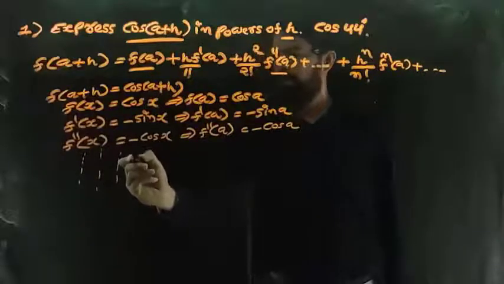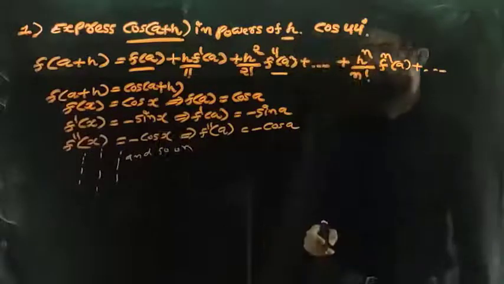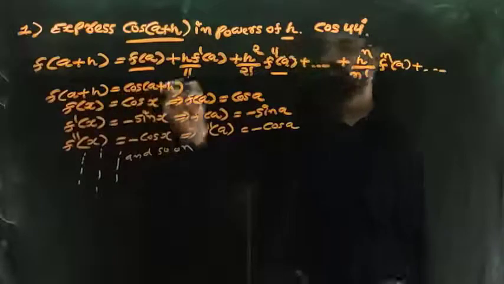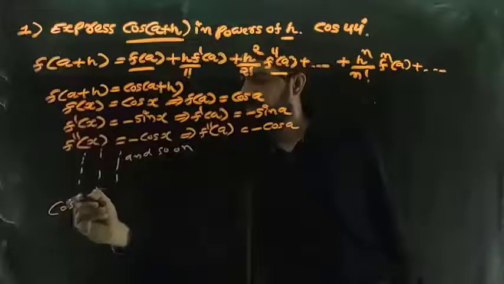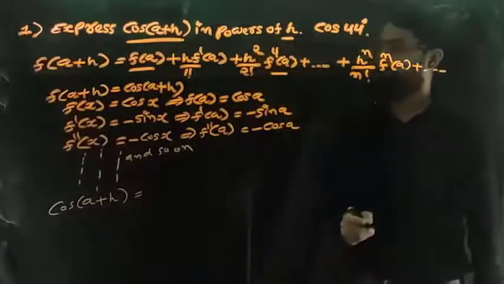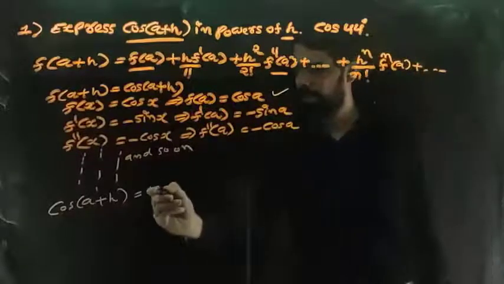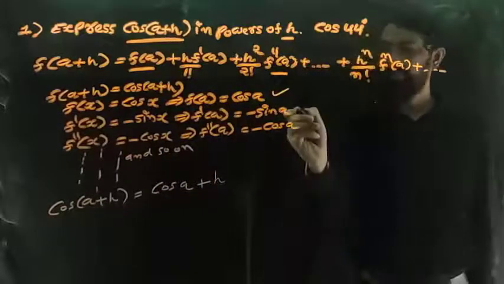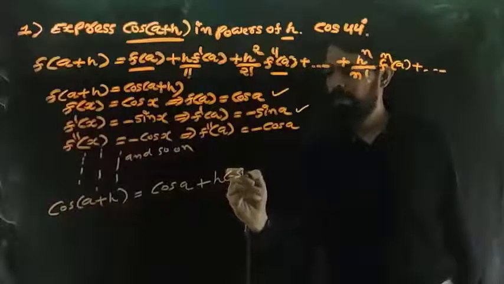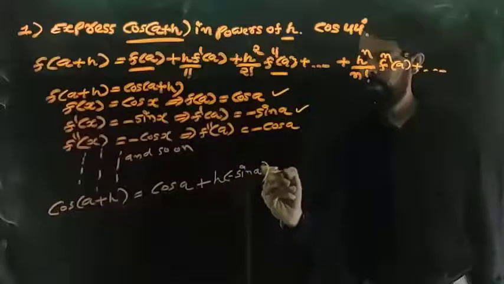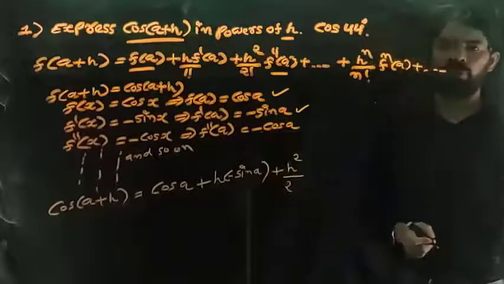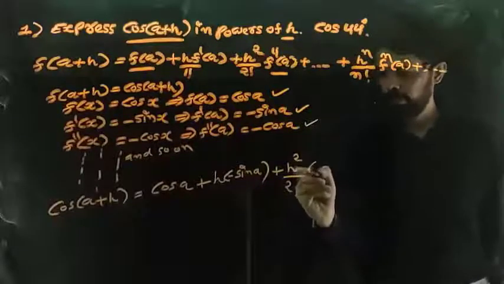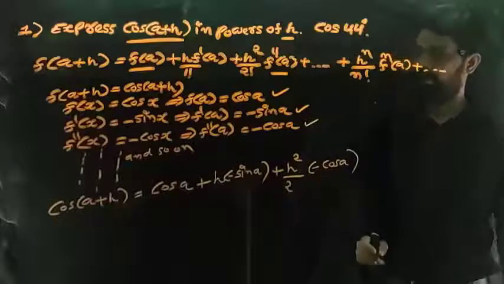And so on. Now putting these values in the Taylor series, f(a + h) is cos(a + h). So cos(a + h) = f(a), which is cos a, plus h times f'(a), which is minus sin a, plus h^2/2!, and the value of 2 factorial is 2, times f''(a), which is minus cos a.